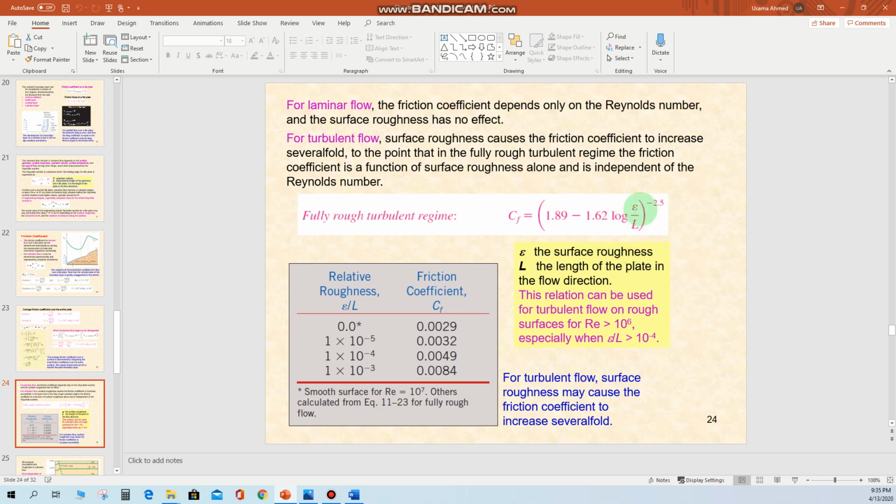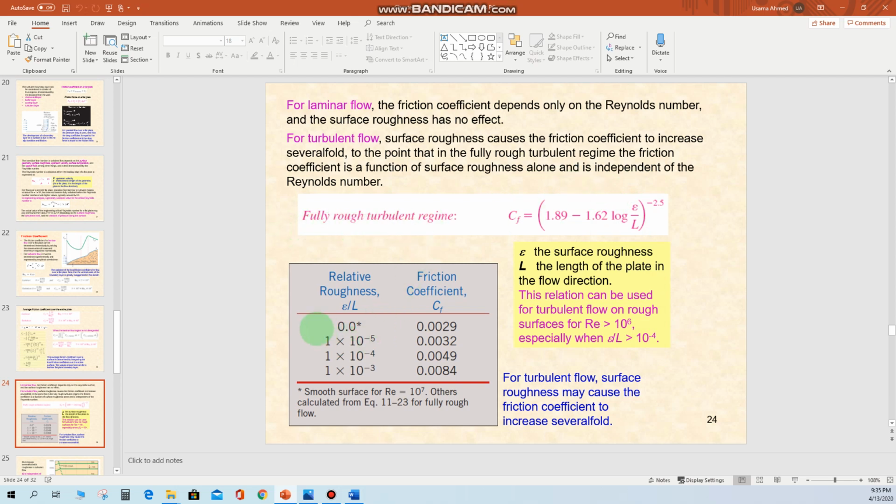This relation can be used for turbulent flow on rough surfaces. The surface should be rough, the Reynolds number should be greater than 10 raised to the power 6, and the relative roughness should be greater than 10 raised to the power minus 4. Before applying this equation, you first have to check these conditions. If the Reynolds number is greater than this value and the relative roughness is greater than this value, then you can use this equation to estimate the friction coefficient in the range of fully rough turbulent flow.